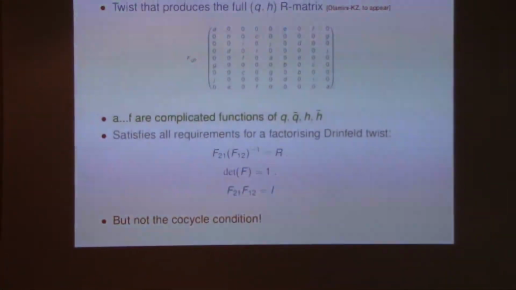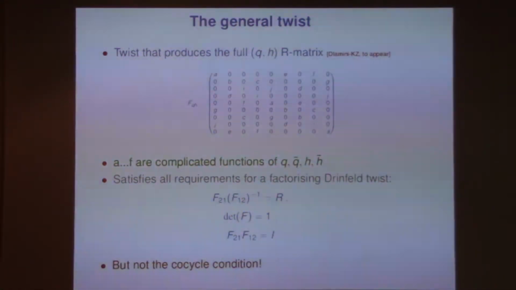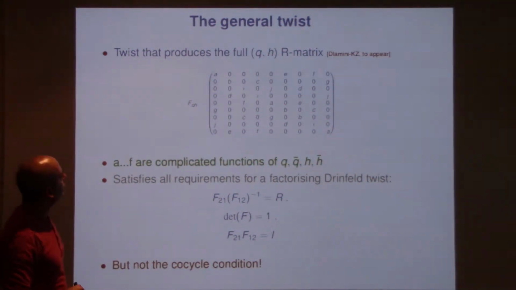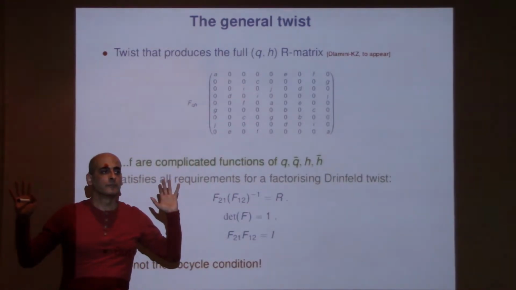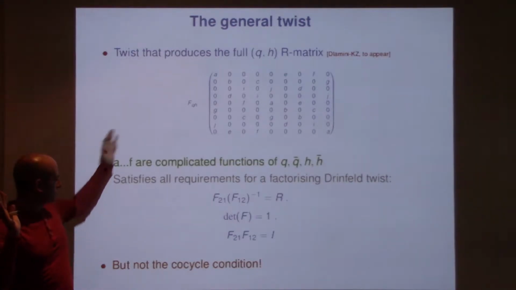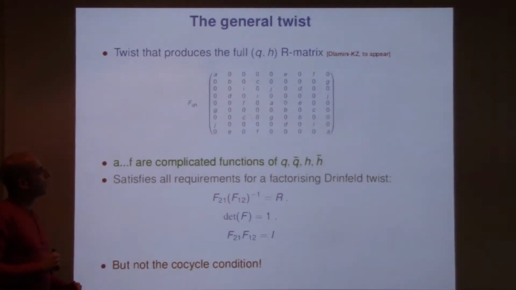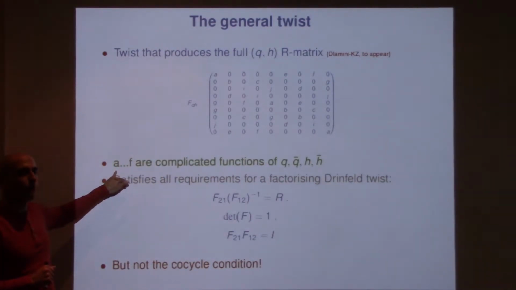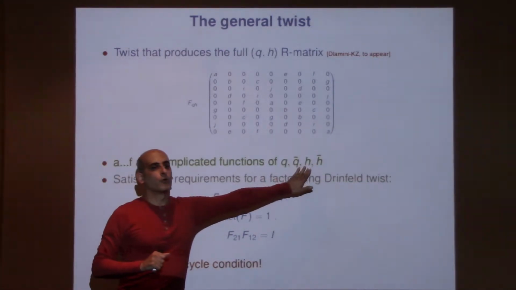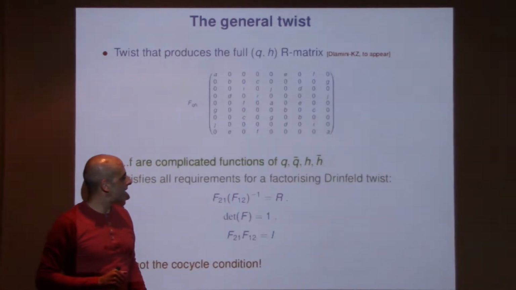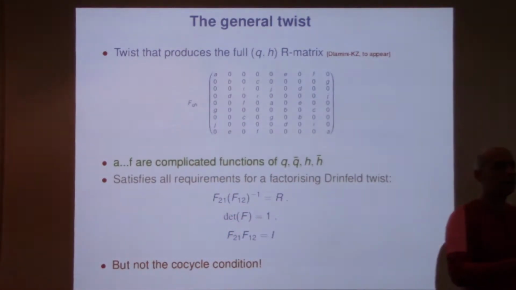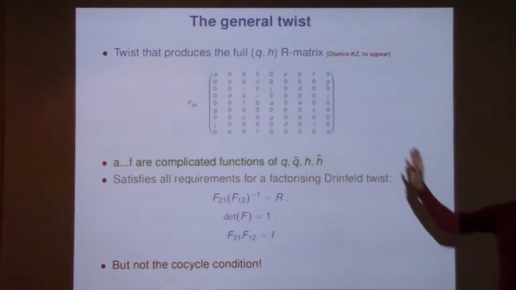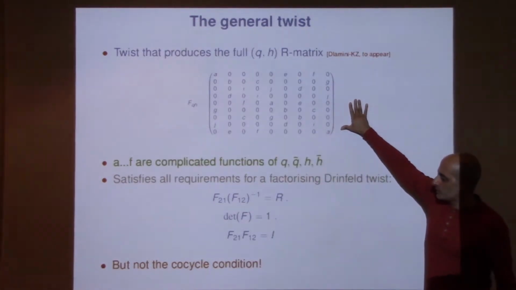Good. In general, and that was one of the big technical things that we did, we needed to find a twist F(Q, H) which gives you that R matrix. It turns out we can find it. A and F, I'll show them on the next slide. They're complicated functions of your original Q's and Q bars. But you can take the R matrix of N equals 4, which is just the 9 by 9 identity, and you can get that R matrix by applying this twist.